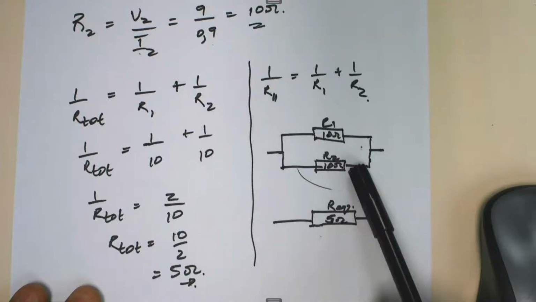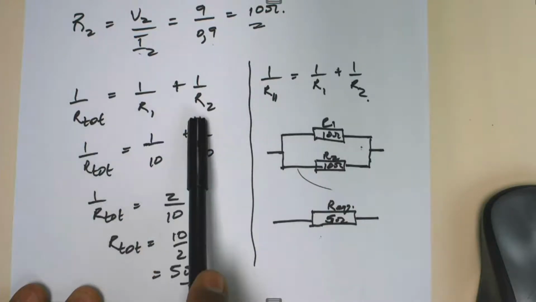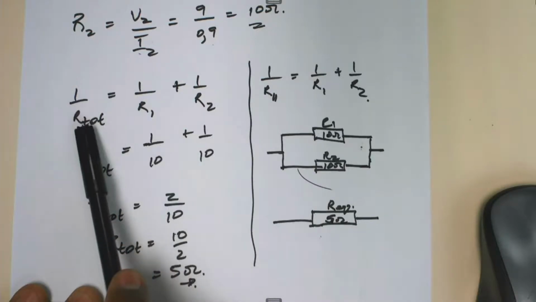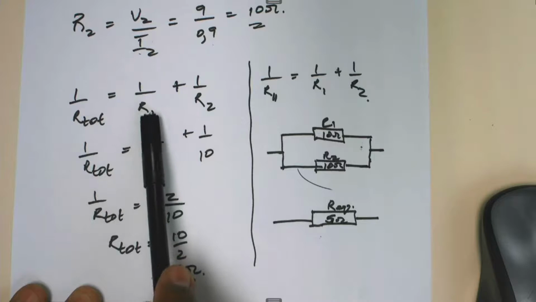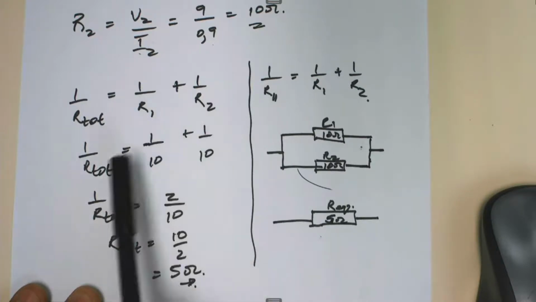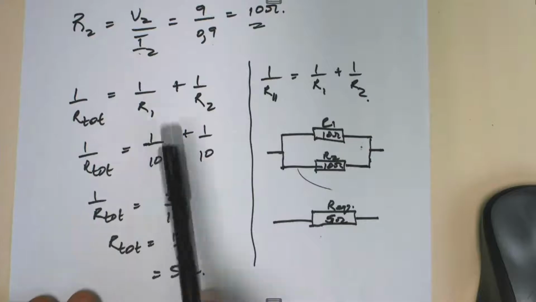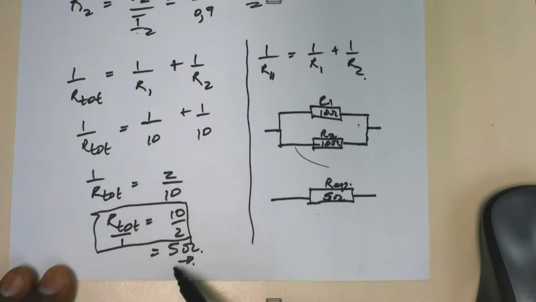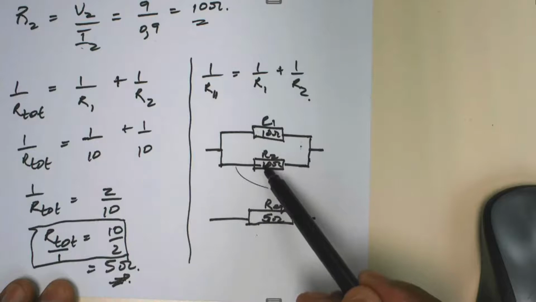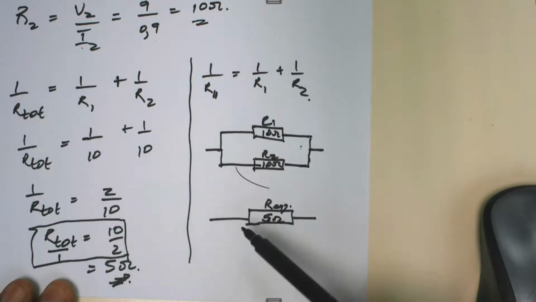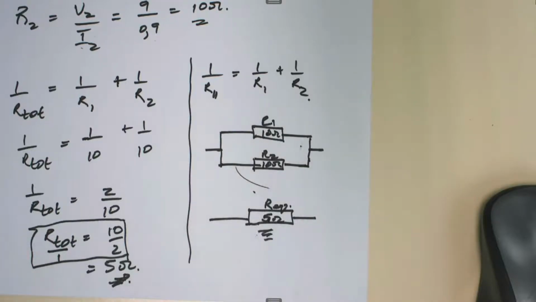So how do we calculate that? We use the relationship: 1 over R total or 1 over R equivalent, sometimes we say R parallel. 1 over R parallel is equal to 1 over R1 plus 1 over R2. R total then will be, we substitute, 10 over 2, which is equal to 5 ohms. So that means if we were to replace these two resistors of 10 ohms each by one resistor that has the same resistance as the two resistors, we would replace them with a 5 ohm resistor, and that would be our equivalent resistance.